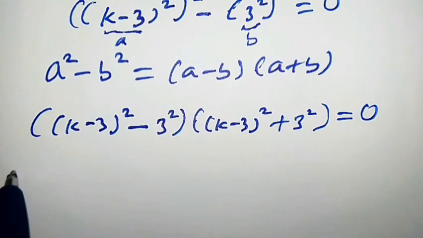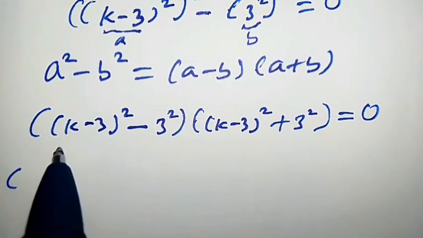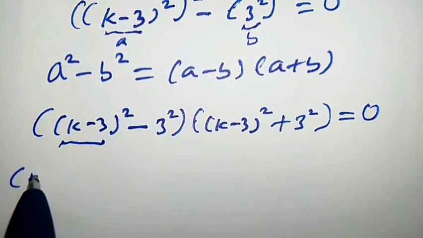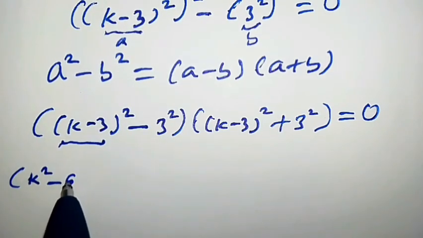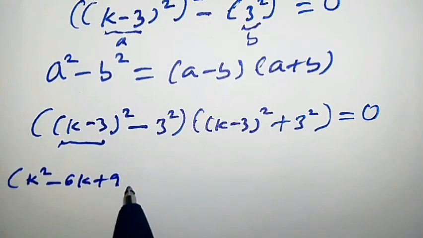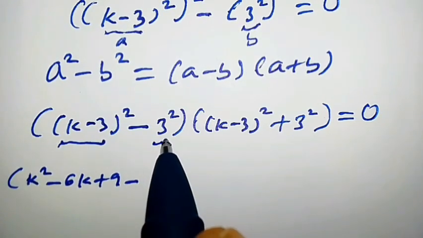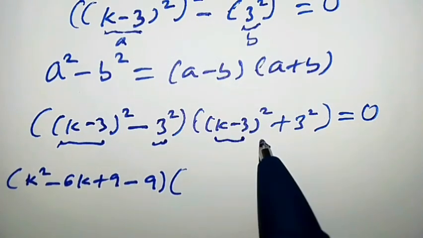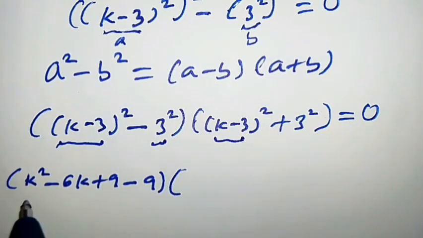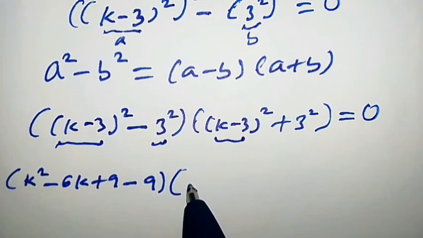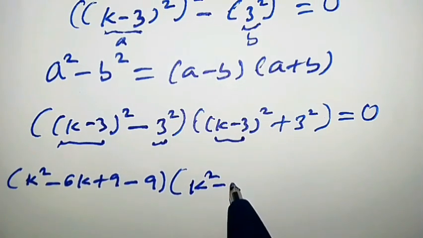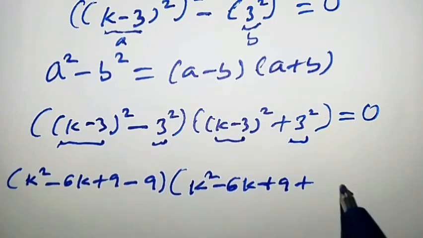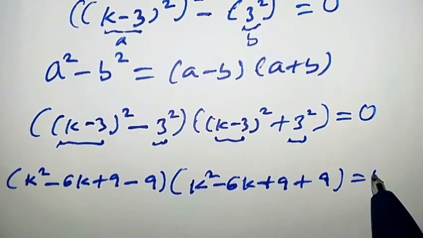Let's proceed further. If you expand this guy very well, (k minus 3) to the power of 2, you are going to get k to the power of 2 minus 6k plus 9, minus, what is 3 to the power of 2? That is simply 9, times (k minus 3). If you expand it very well, you will get what we also have here. That will be k to the power of 2 minus 6k plus 9 plus 3 to the power of 2, that is 9, equal to 0.